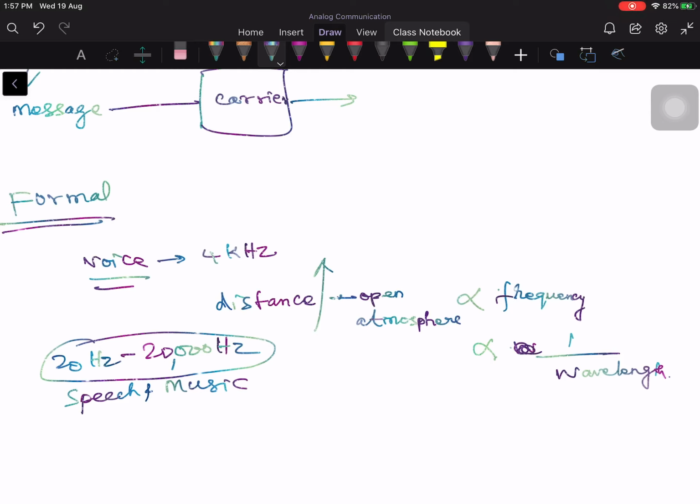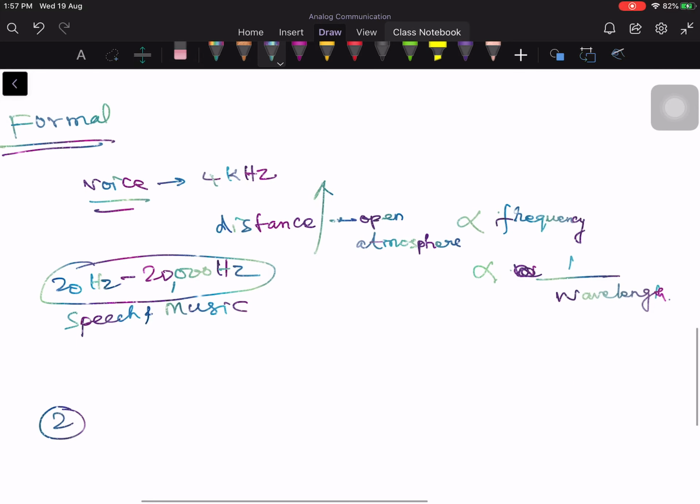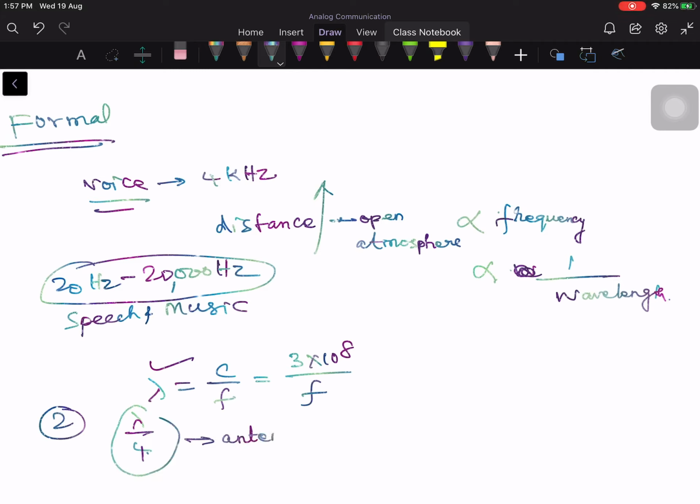Okay, further for efficient radiation, this is the first point. And the second point is for efficient radiation and reception, the transmitting and receiving antennas would have to have lengths comparable to quarter wavelength. Okay, quarter wavelength means lambda by 4. We know how to calculate lambda. Lambda is equal to velocity over frequency. So the velocity in the free space is 3 times 10 to the 8 over frequency. And you just find out the wavelength lambda, and the antenna length should be comparable to a quarter wavelength.